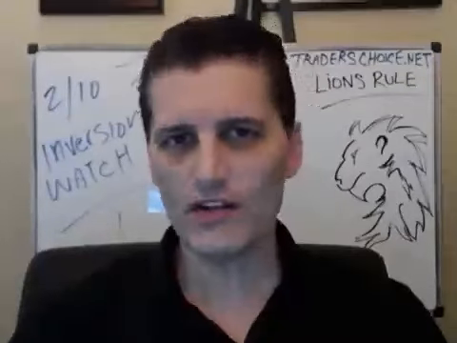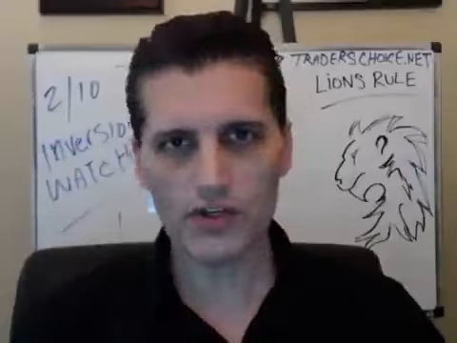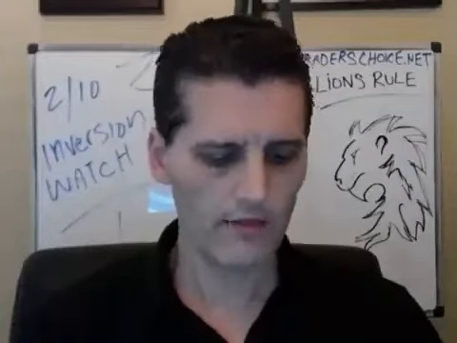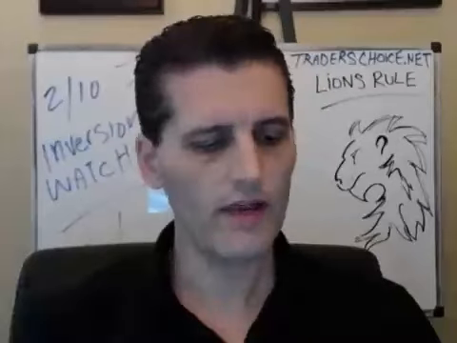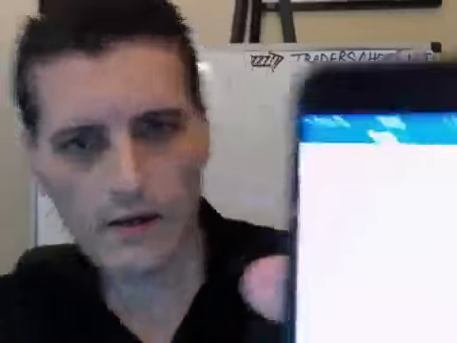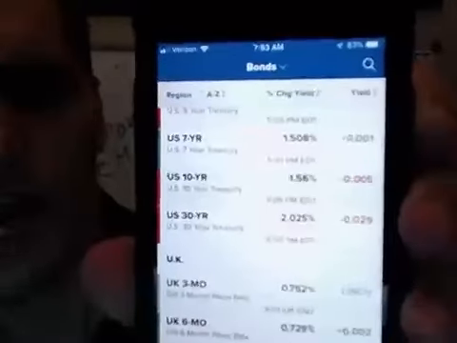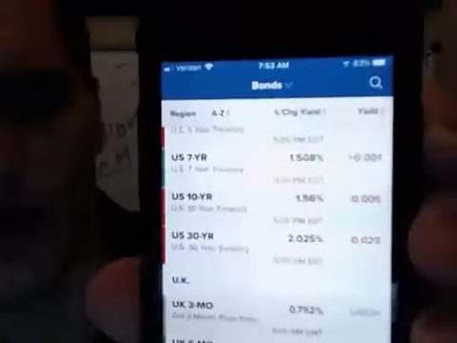this is starting to change, and I want to show you this so you can get a handle on it real quick. All right, first of all, before we talk about the 2 to 10, I want you to see this. This is where we stand right now. Look at the 1 month yield, 2.05. Let's go all the way to the 30. Now the 1 month is yielding higher than the 30. So we do have a full spectrum inversion, okay?